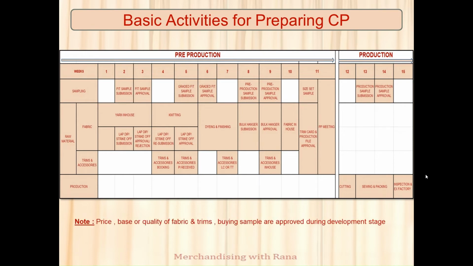Kindly note, I have considered that price, base, or quality of fabric, and buying samples are approved during the development stage, because it is a part of development merchandising. If anything is not approved, you need to add it to your production CP.